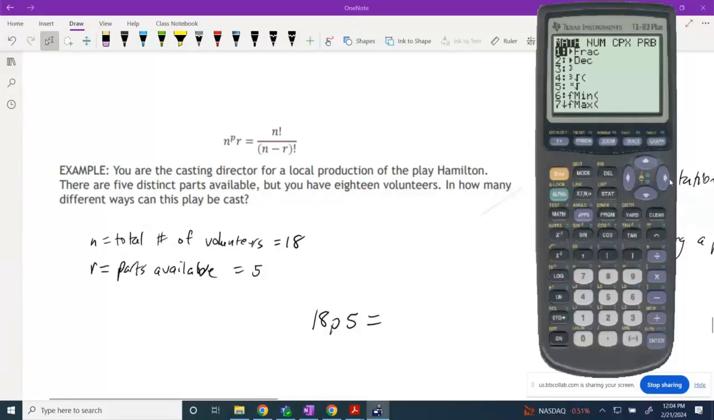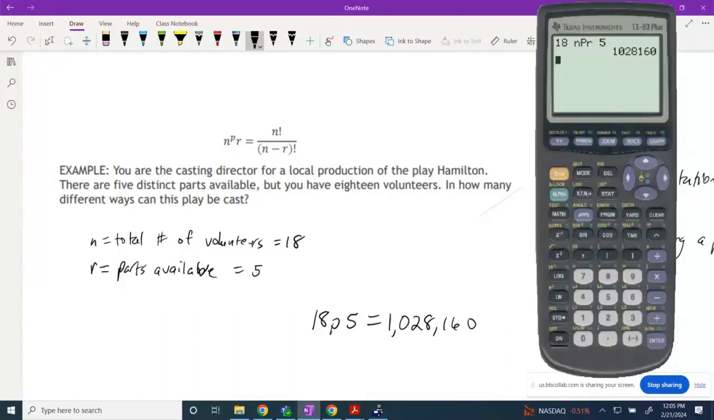Then I'm going to go into probability, and I'm going to choose NPR, and then I'm going to put in the number, in this case, the number of parts we're choosing, which is 5. So we have 1,028,160 different ways the play can be cast. All right, any questions about that?